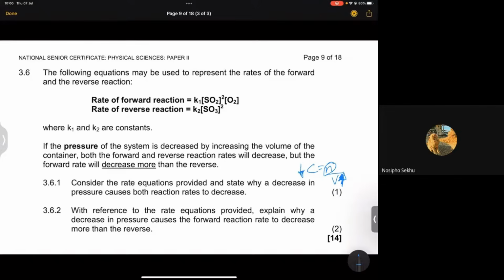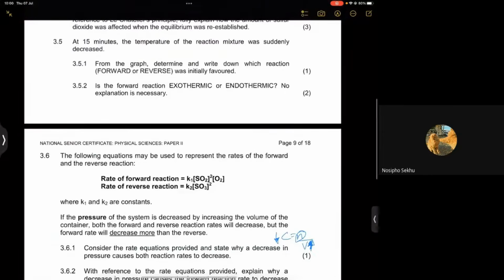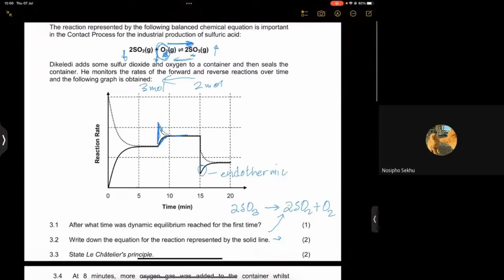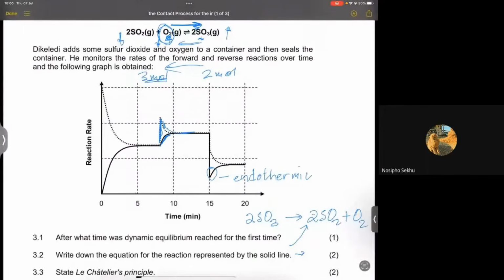And then, with reference to the equations provided, explain why a decrease in pressure causes the forward reaction rate to decrease more than the reverse. We did explain there, as I said, that because we've got more moles of gas on the right hand side, we actually will favor the reverse reaction in that particular case.